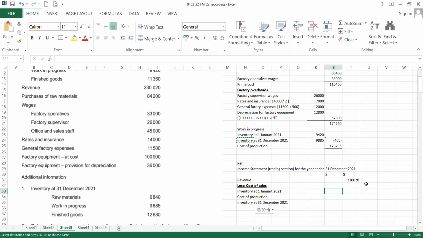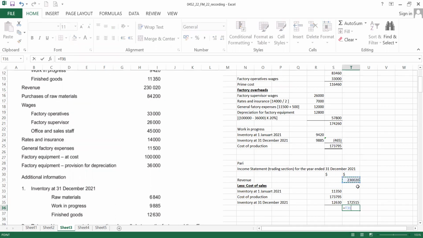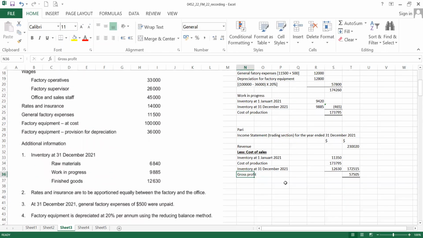We calculate. So opening inventory of finished goods is 11350. Cost of production is this one. Closing inventory 12630. So take the opening plus and minus. So we get this one, cost of sales. Okay, take revenue minus cost of sales. The question is up to the trading section, which means we do up to the gross profit only. So this is the answer for section B.